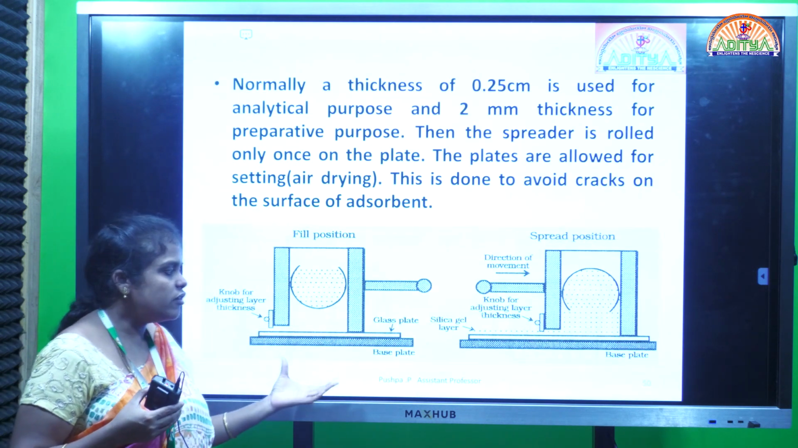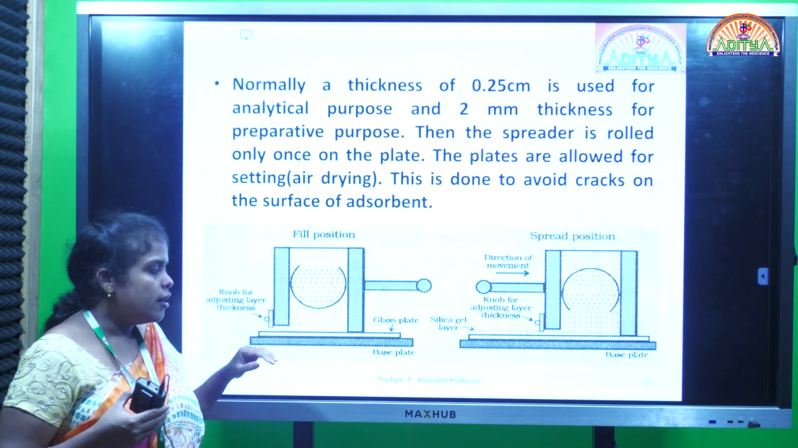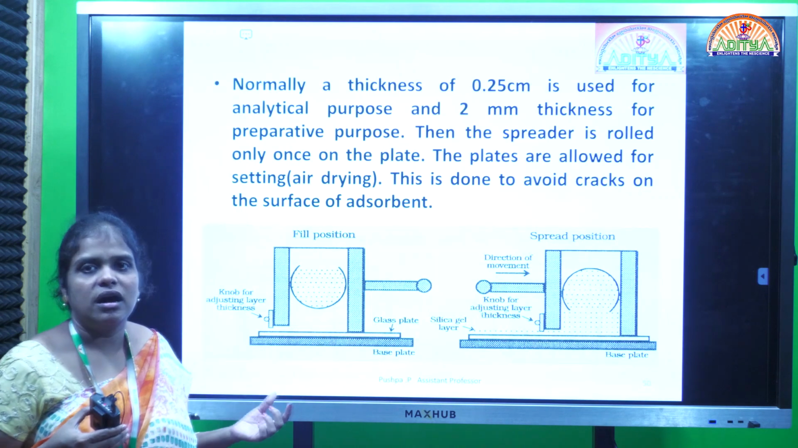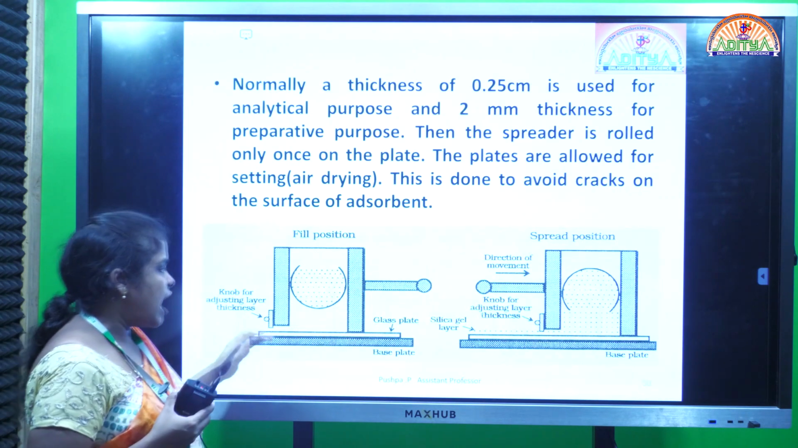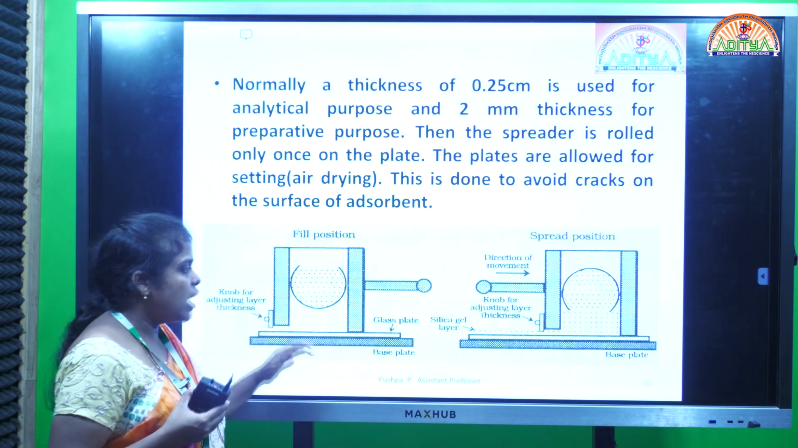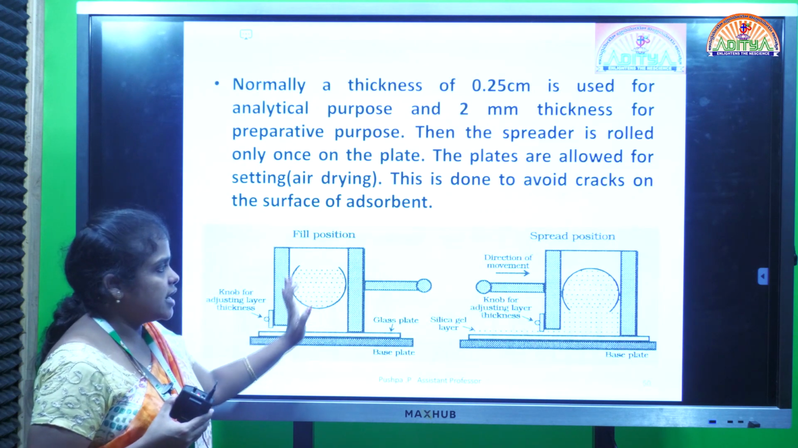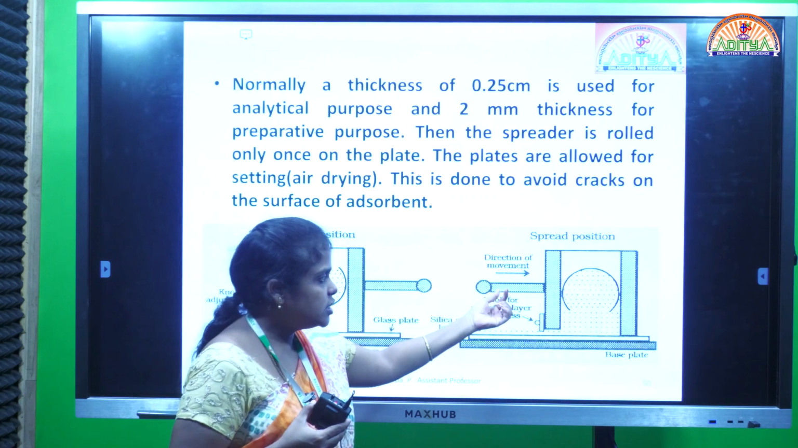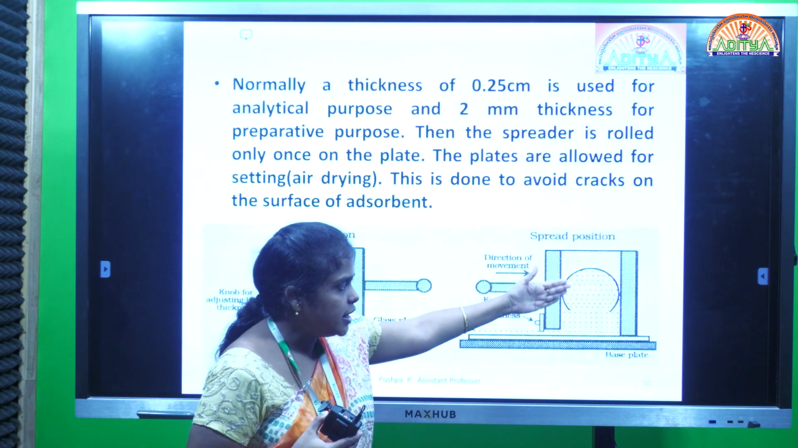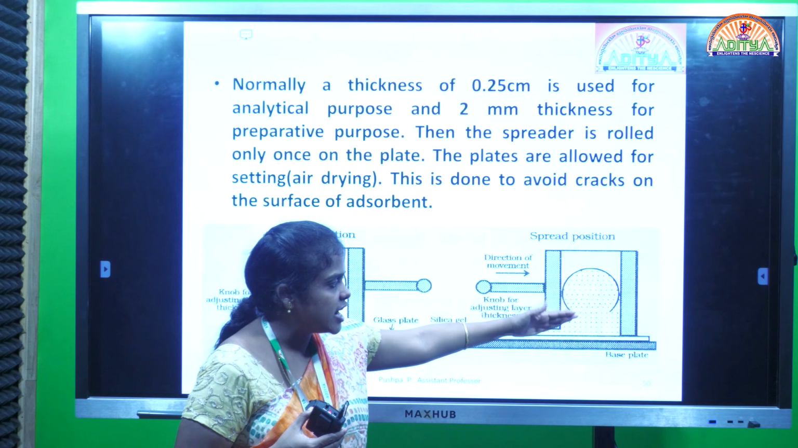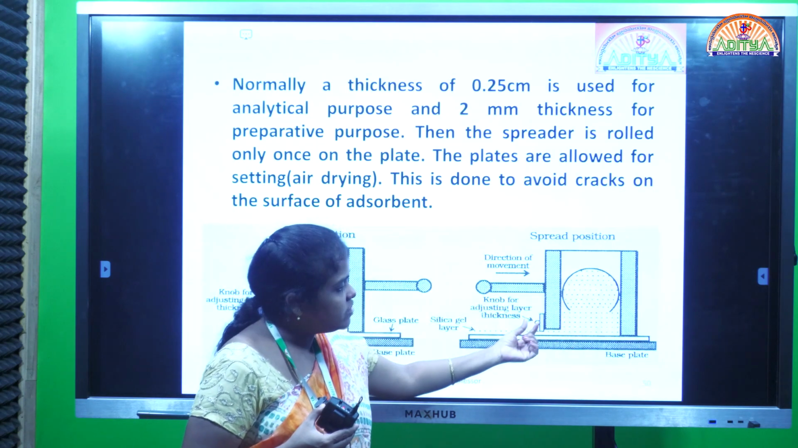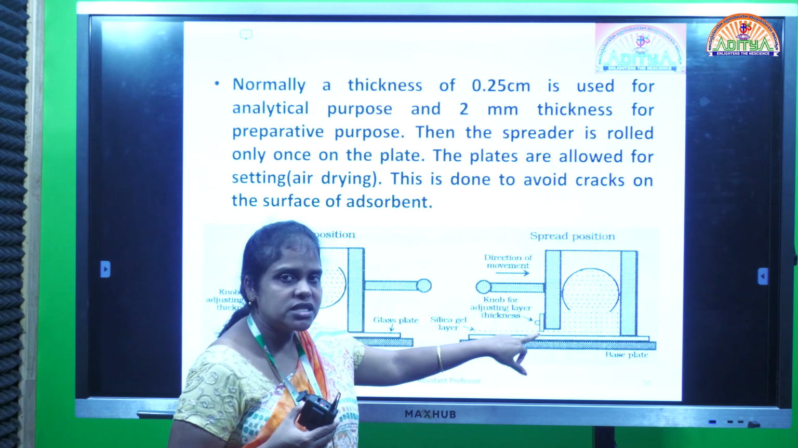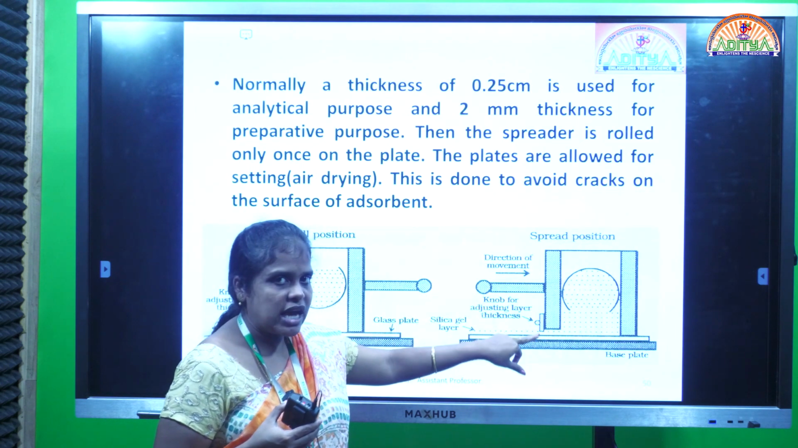Okay, understood? First of all, this spreader has one base plate. On that base plate we have to keep our glass plate or TLC plate, and after keeping that glass plate you have to apply our slurry. If you turn this knob, the spreading of slurry will take place, and previously only we have to adjust the thickness of how much slurry we have to apply on the glass plate.